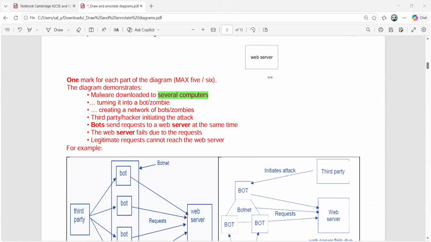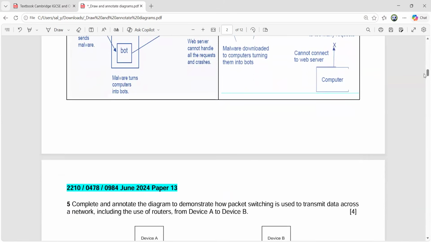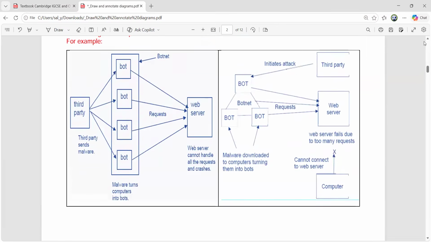Are you clear about this whole process of DDoS? Yes, children, any questions? Okay, now there are different diagrams that are drawn for you to make you understand how the questions can come in the paper. By the way, the same diagram was there, that's why I've just drawn it twice here.